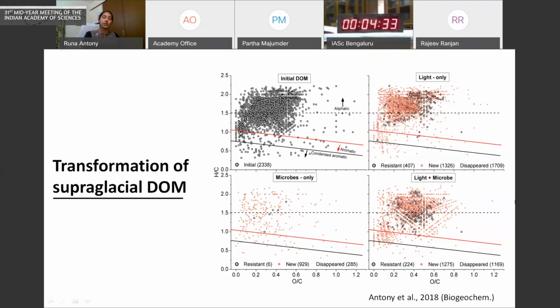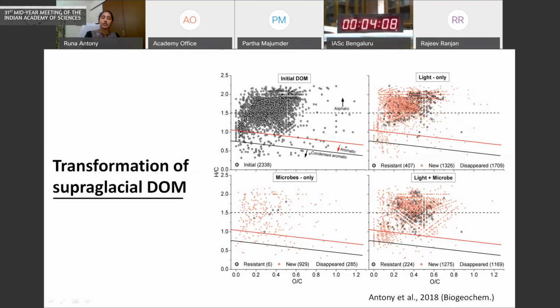And then the light plus microbes, where the microbes were retained and the snow was exposed to light, because we wanted to see what is the impact of solar energy plus microbial activity on the organic matter composition over a period of time. And when we looked at the snow again after 35 days, what we found was that in each of these treatments, there were massive changes in the organic matter composition.